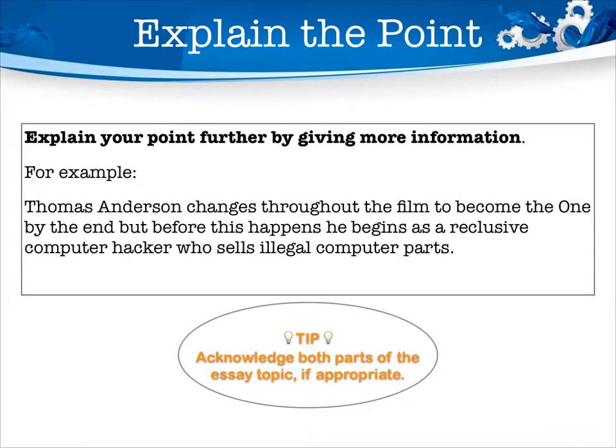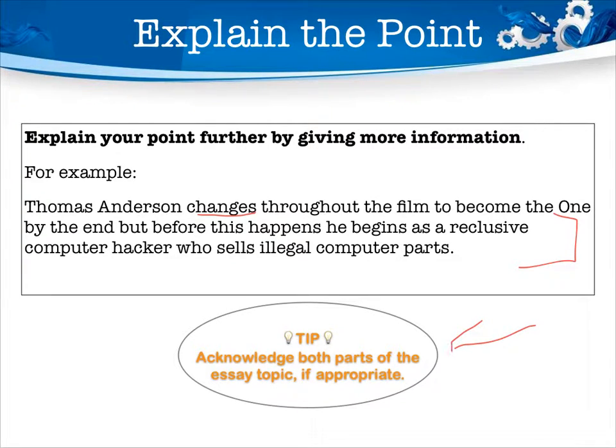The next thing you need to do is explain your point further by giving more information. For example, Thomas Anderson changes throughout the film to become the one by the end, but before this happens, he begins as a reclusive computer hacker who sells illegal parts. So what I've done there is I've said that he changes, but I've also said what he's like at the beginning. So here's a reclusive computer hacker who sells illegal parts.